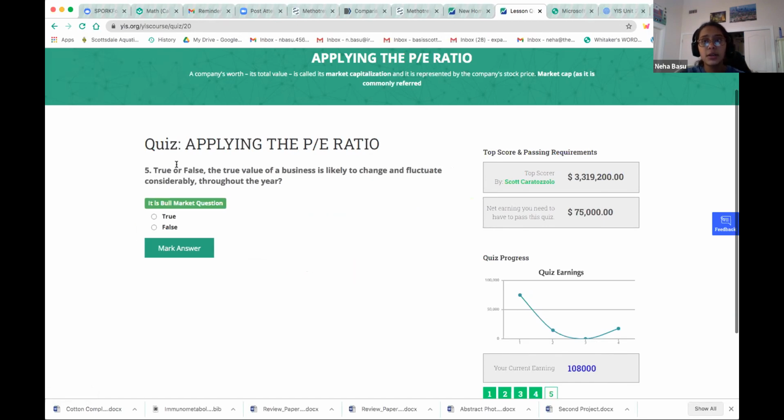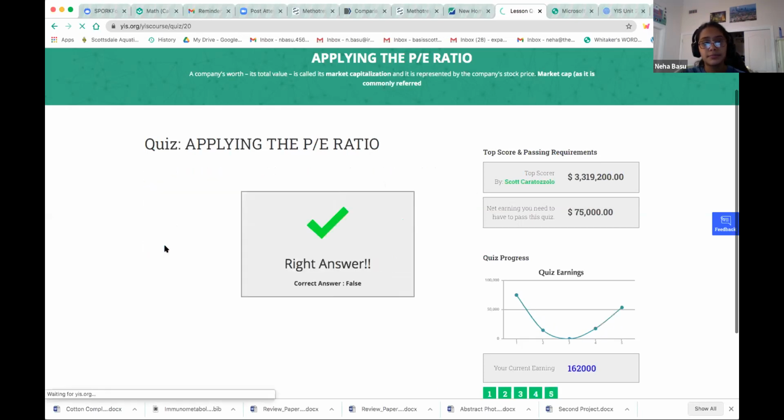So true or false, the true value of a business is likely to change and fluctuate considerably throughout the year. I don't know if you guys remember, but we talked about the difference between true value and the price of a stock. I don't know if you guys can see my cursor, but the price of a stock would look something like that. It'll change a lot over time. But the true value of a business in the graph went something like that. So it's going to have a much smoother curve over time, and it's probably not going to change and fluctuate considerably. So this would be false.